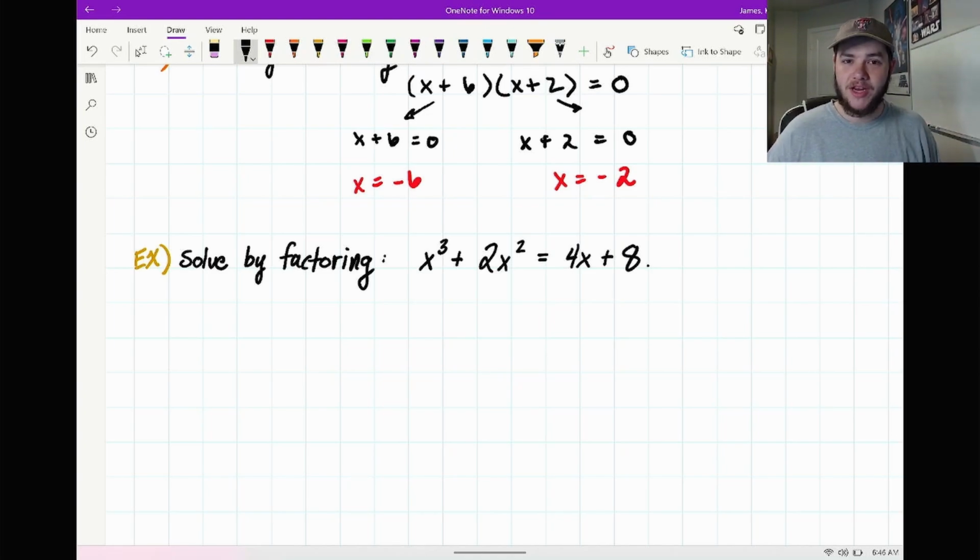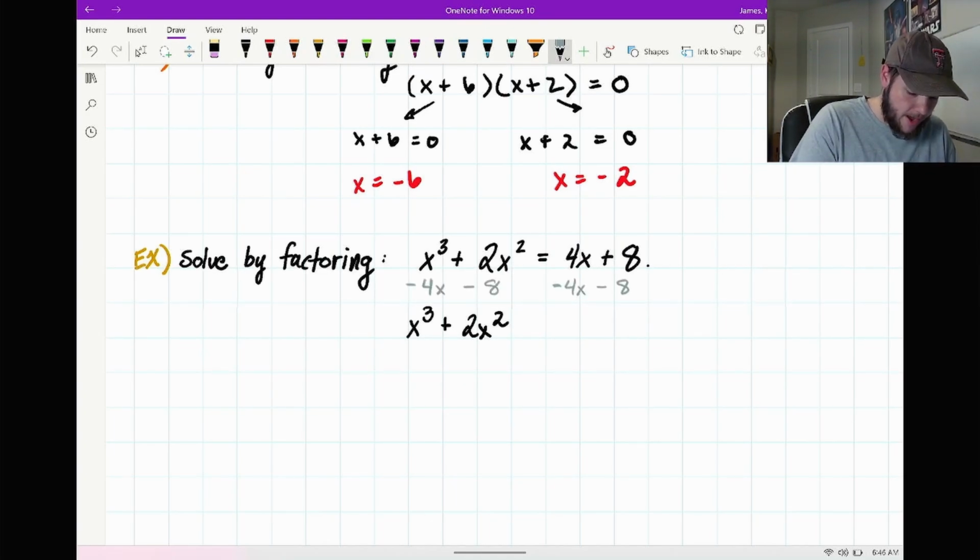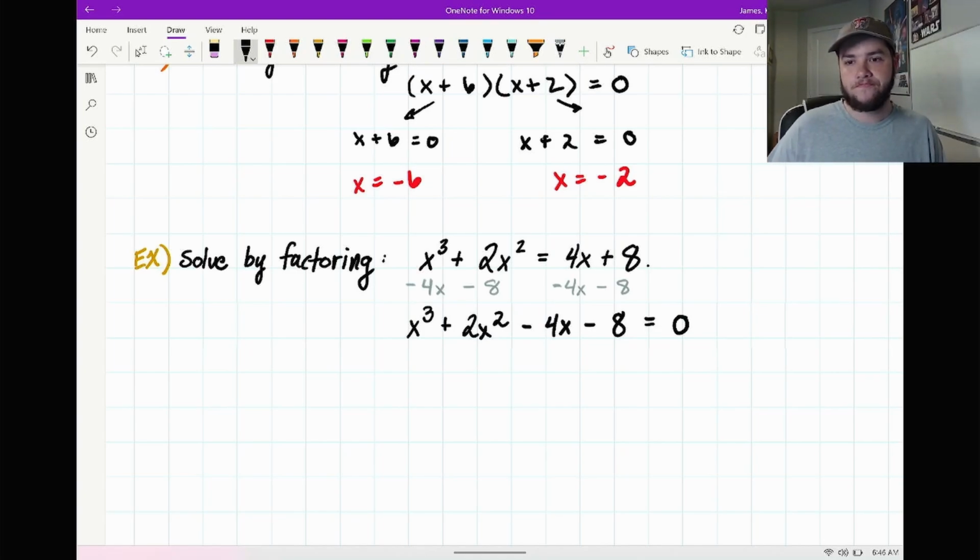Notice that in this one, I've got a cubic polynomial. That means a degree 3 polynomial. So how do I do this one? Well, the strategy is similar to a quadratic equation where I want to move everything over to one side. So I'm going to start with that. I've got x cubed plus 2x squared, and if I subtract the 4x and the 8 from both sides, I end up with minus 4x minus 8 equals 0.